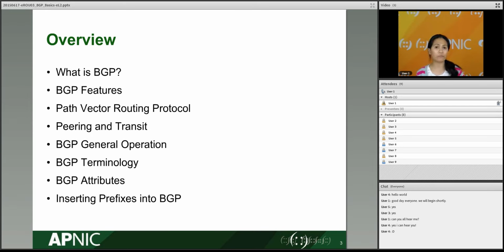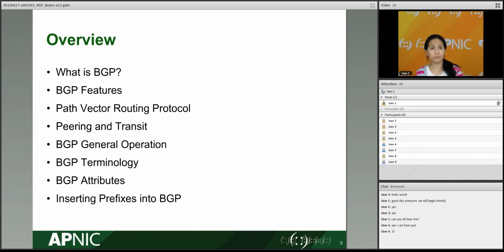We will look at some of the terminologies that we use largely with connections of different networks or different ASs. We'll look at peering and transit and what's the difference between them. We will look at the general operations of BGP. Very briefly, we will also try and discuss about BGP attributes. We have a different session that discusses that in more detail. Here we just want to introduce BGP attributes because it has a lot to do with how you can control traffic, either incoming or outgoing, going outside of your network, right?